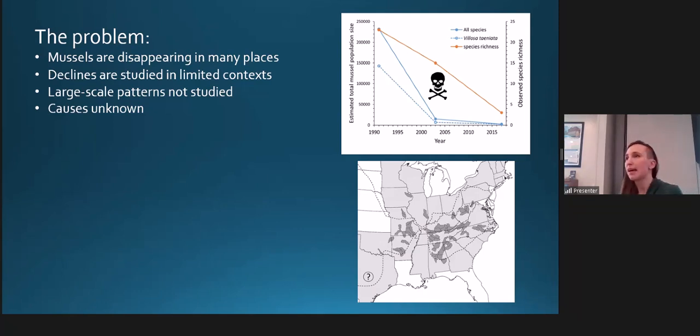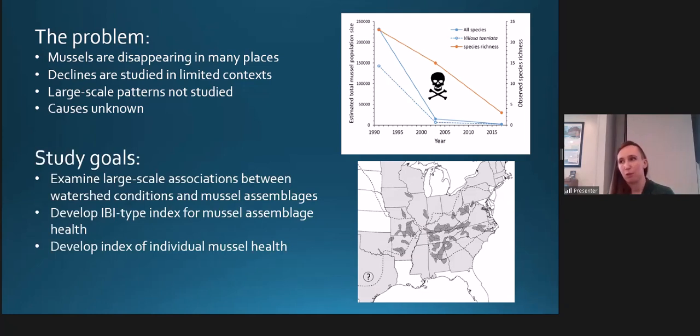But the problem is that declines are often studied in this limited context, even though it's evident it's happening in many places across this huge region. And so large-scale patterns aren't studied, and causes, when they are known, are often limited to limited context, and there isn't a common cause attributed across the region. So the goals for our study are to examine large-scale associations between watershed conditions and mussel assemblages, and to develop an IBI, or indicator of biotic integrity type index for mussel assemblage health, and develop an index of individual mussel health.